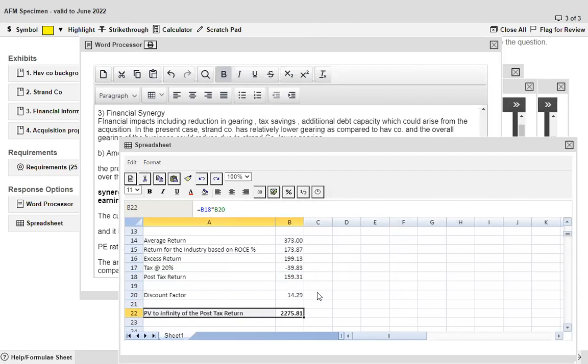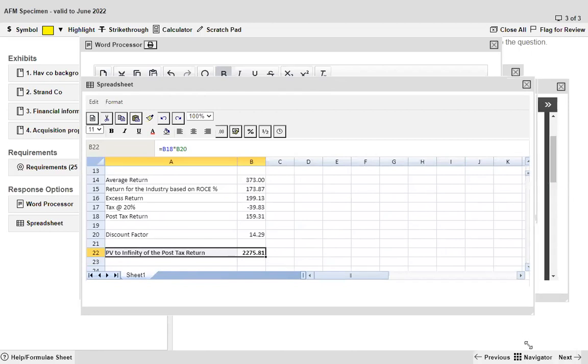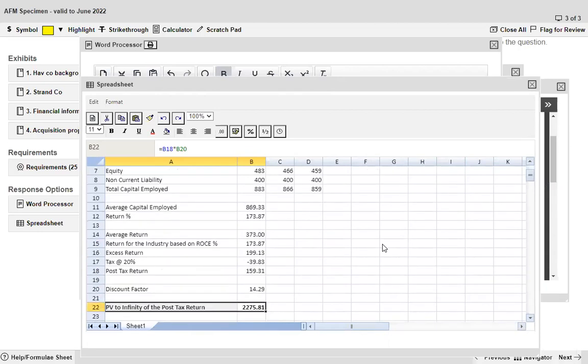So if there is a premium which needs to be paid on the basis of the post-tax excess earnings, then it has to be 2275.